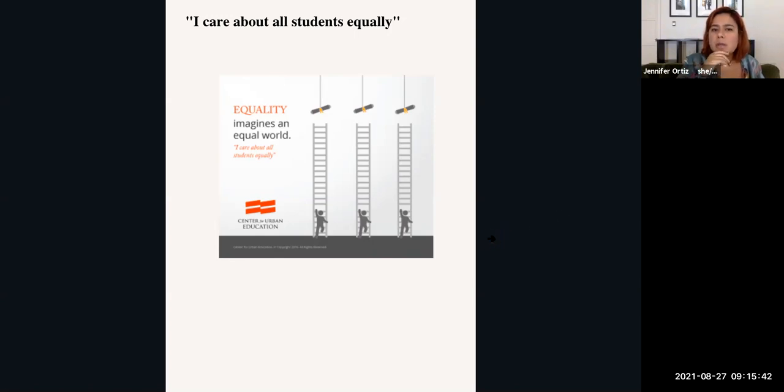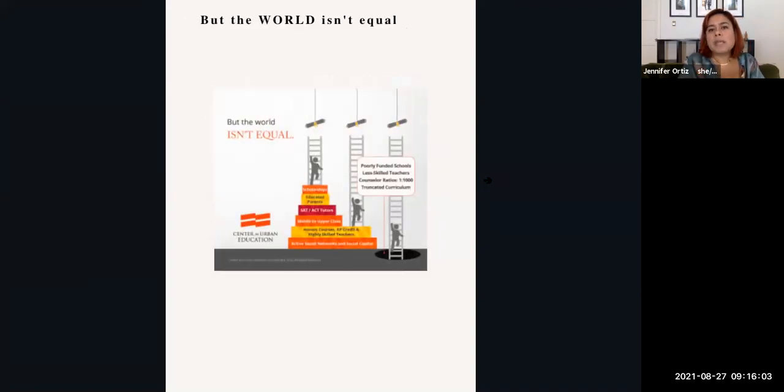So I'm gonna show you some images on how I began to understand equity a little better. I learn better when I can see an image or a text, so I hope that these images provided by the Center for Urban Education are helpful. Like I said, the world isn't equal. And so when students come into our class, they're already coming with some of the challenges that maybe some of their more privileged fellow students have not had to deal with.